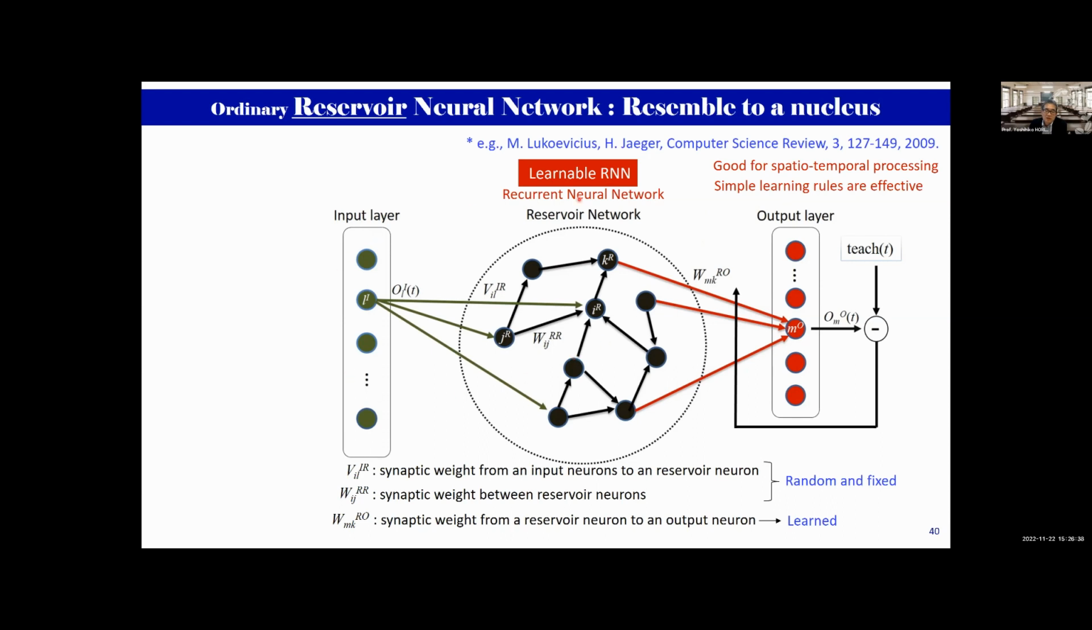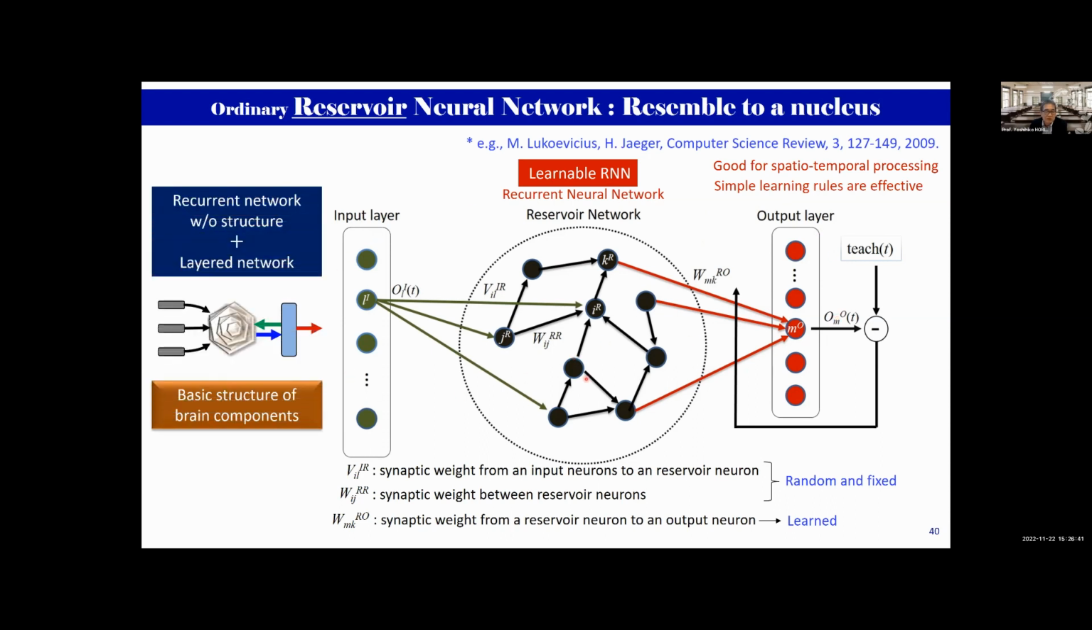If you look at this structure, it resembles the figure I showed before as a basic element of the complex network, with nested and unnested layers. This shape includes the recurrent network without structure, but it is connected through a layered network as shown here. So this is a good model for a basic element of the brain structure.